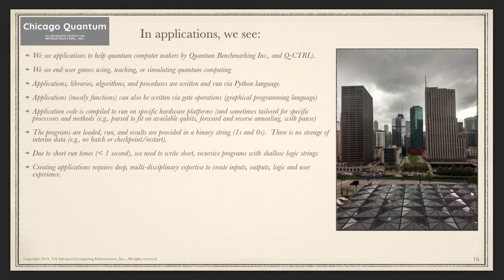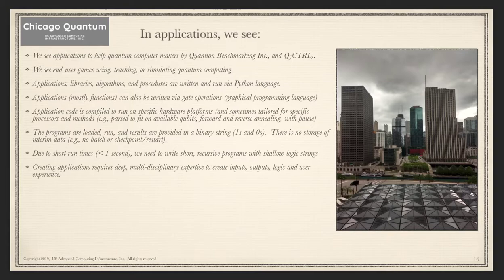The application code is compiled to run on specific hardware platforms, and it really matters. Sometimes the code has to be compiled for specific processors and methods, even parsed to fit on an available set of qubits. The programs are loaded, run, and results are provided in a binary string. There's no storage of your interim data, so there's no batch processing or checkpoint restart. You basically have to load all the data and do it all over again. Due to short run times, less than a second, we need to write very short recursive programs with shallow logic strings.